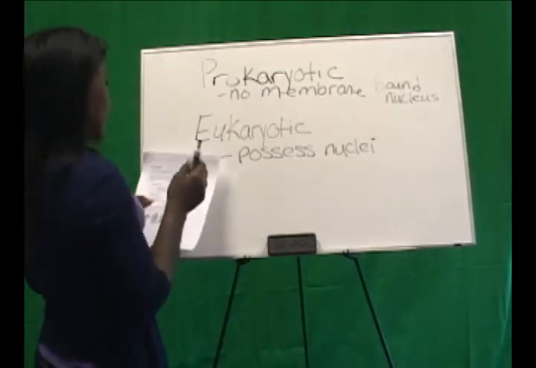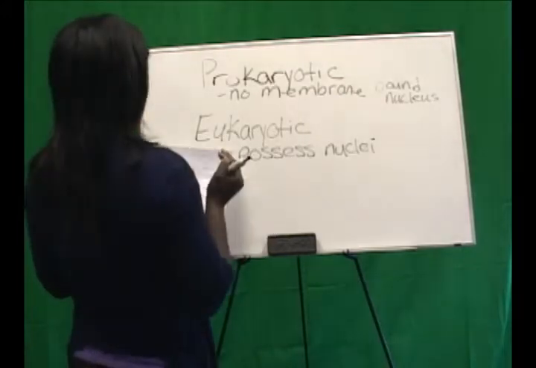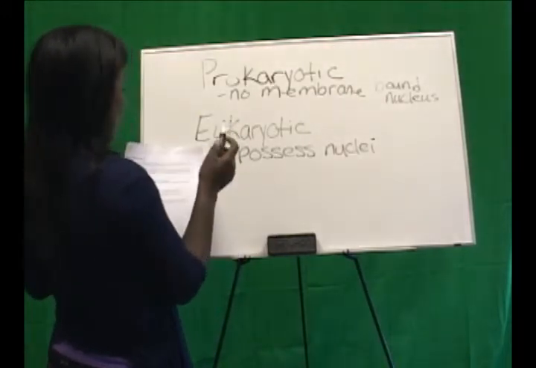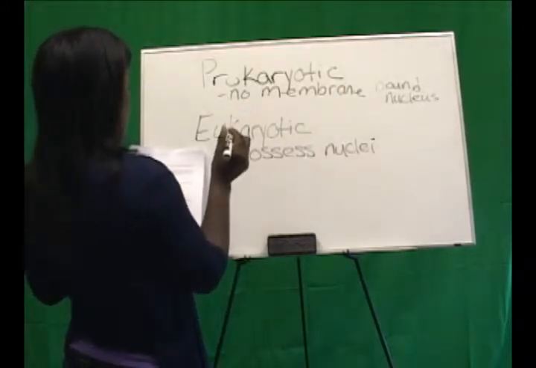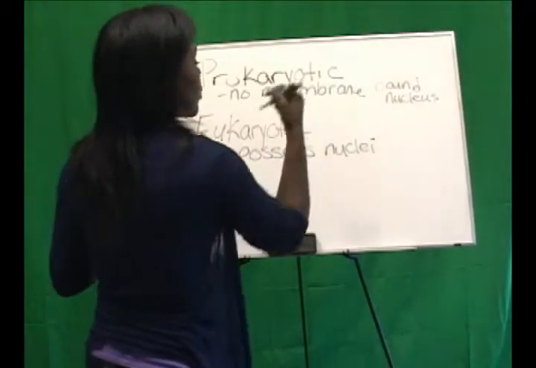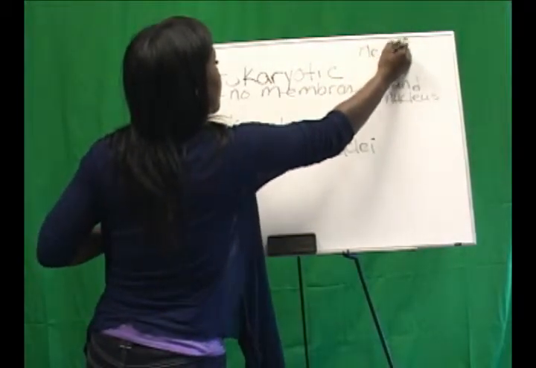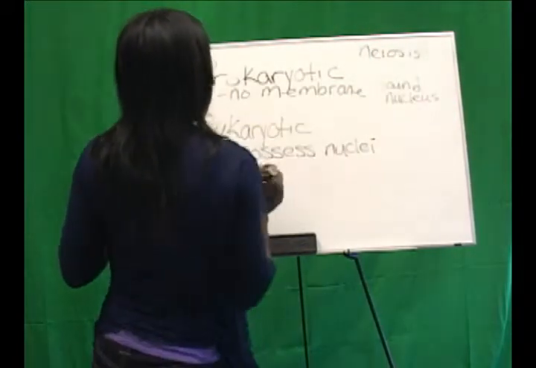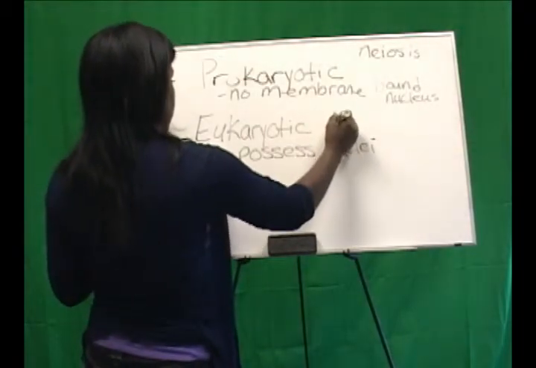Now, with the prokaryotic cell, when it comes to reproduction, the cell usually divides by binary fission. There is no mitosis. Prokaryotic cells use meiosis to reproduce. And eukaryotic cells use mitosis.